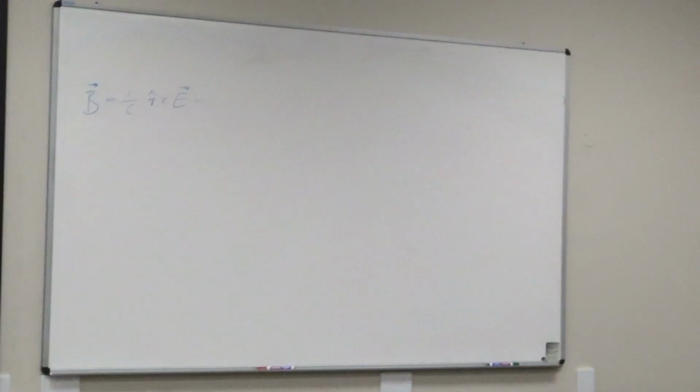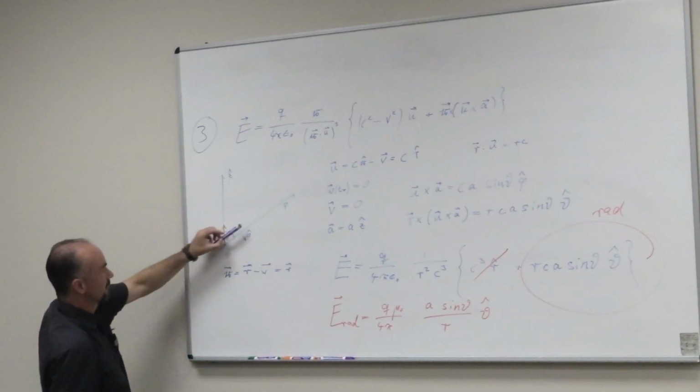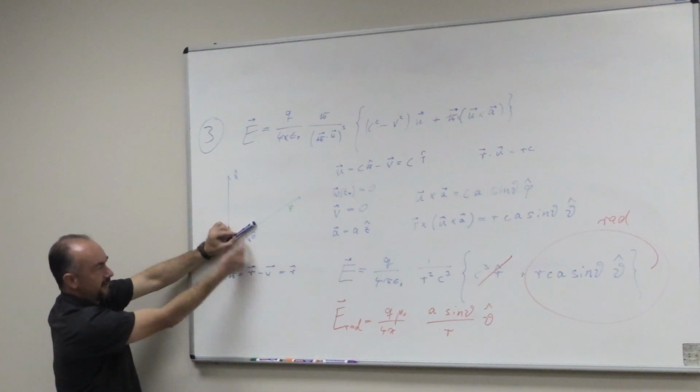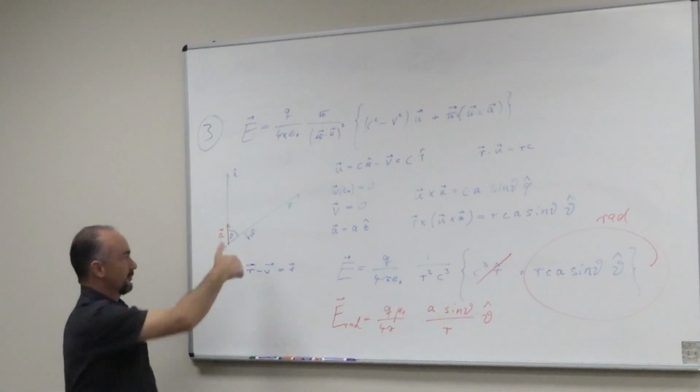Okay, so we have R cross E. Now we're crossing R with something that goes in theta. What direction is that pointing? R cross theta. It goes back in the y direction. Just back out of the board.